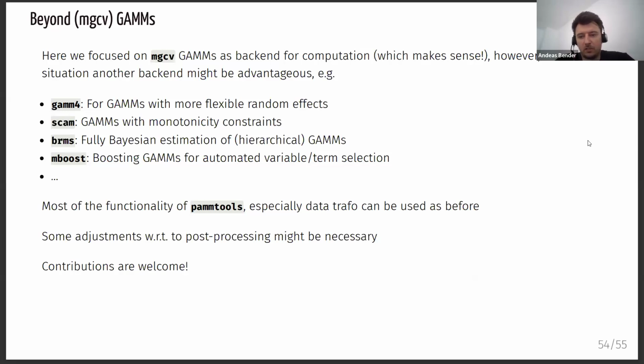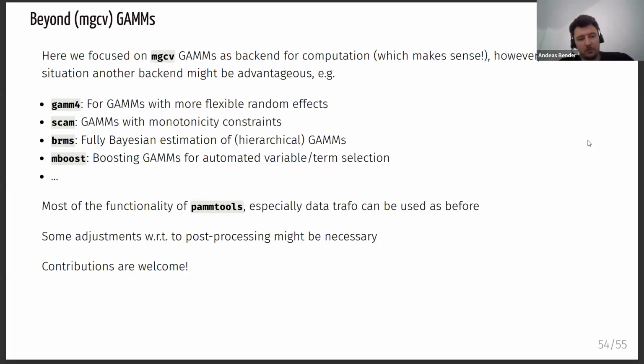But depending on what you need, once you transform the data, you can use GAMM4 if you need more flexible random effects. You can use the SCAM package if you want to introduce monotonicity constraints on your smooth functions, for example, that they always go down because that's what you know from substantial knowledge. If you're more into Bayesian modeling, you could try the BRMS package. Or if you have a lot of covariates and want to do variable or term selection, you could also try to boost the GAMs using mboost, for example.